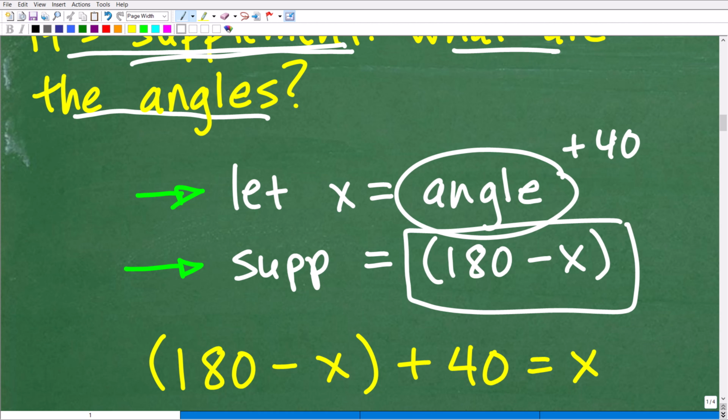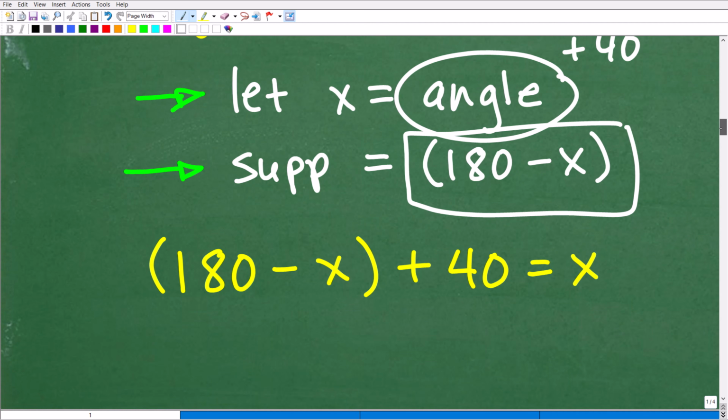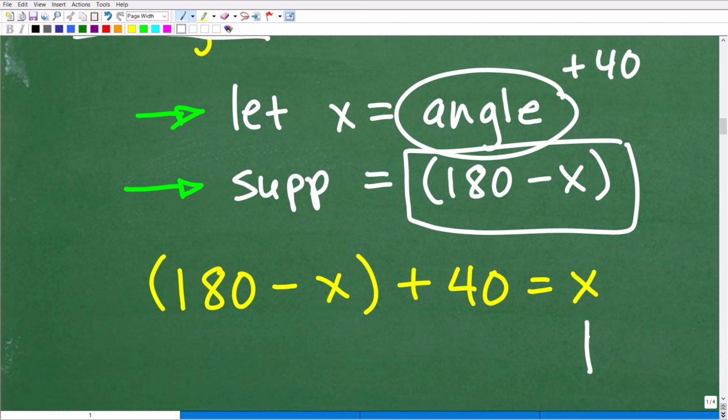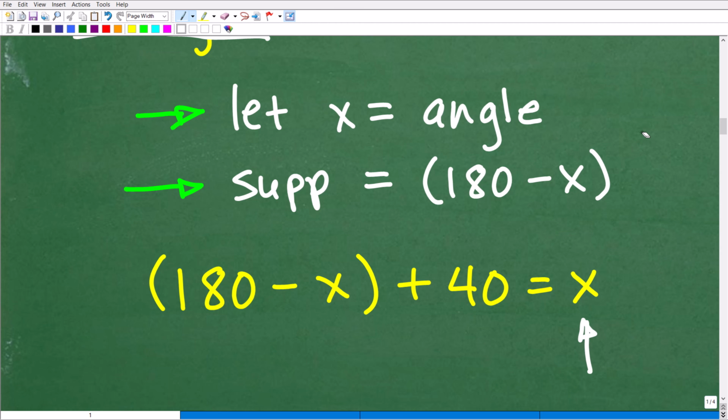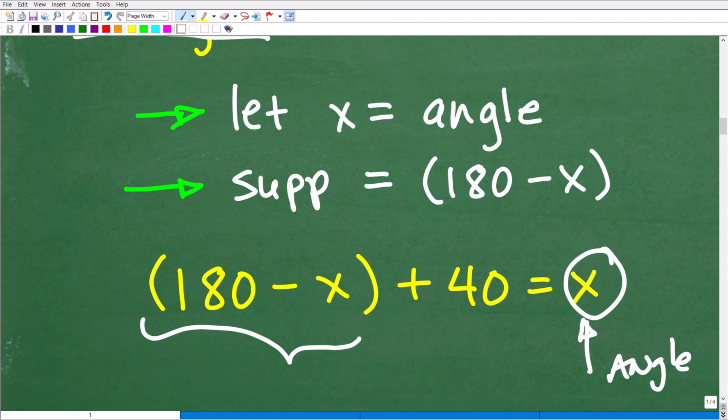So this can get very confusing. Let's go ahead and piece it together right here. So here is the angle. Now, the way I wrote it right here can be confusing, so let me erase this here. So here is the supplement. Here is the angle, when we talked about x being the angle. But this angle is 40 degrees larger than the supplement.